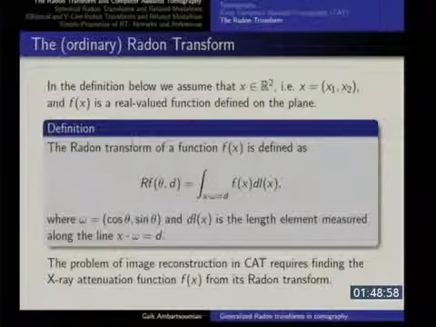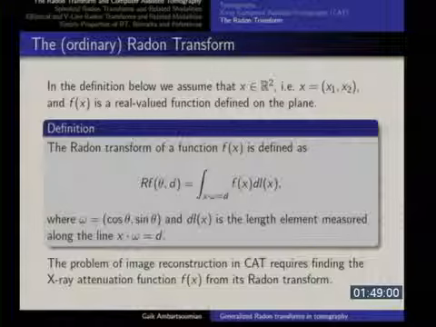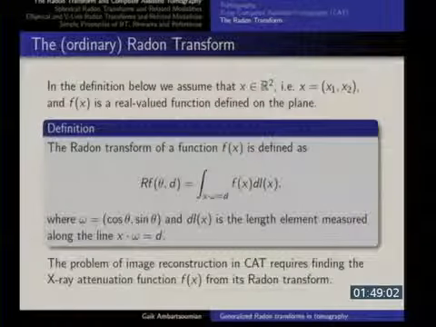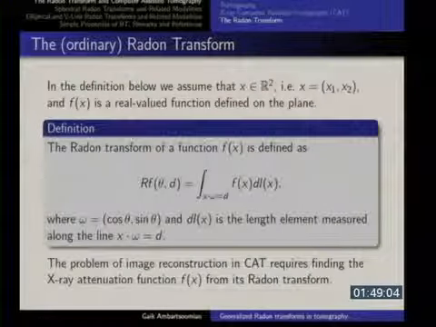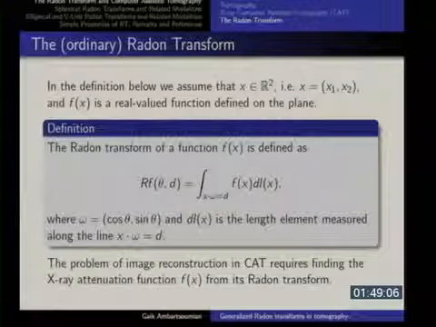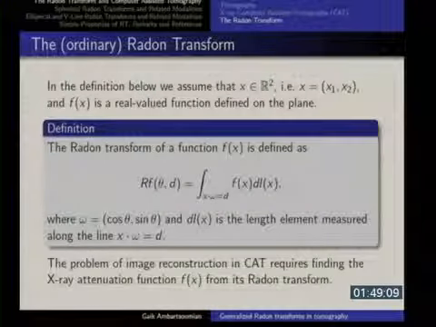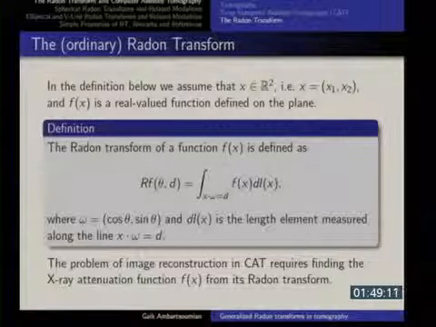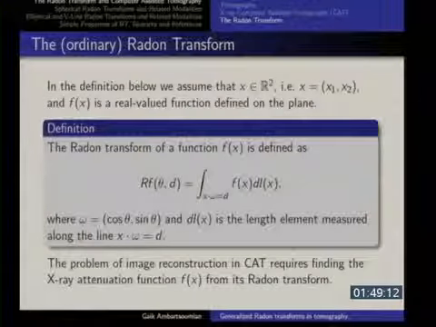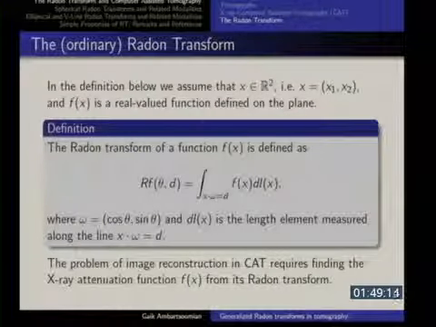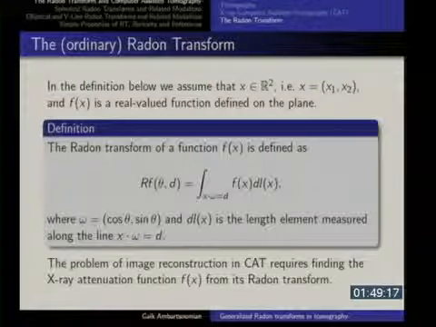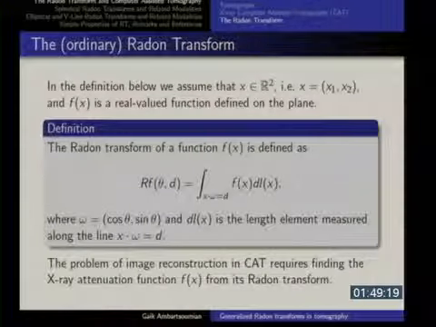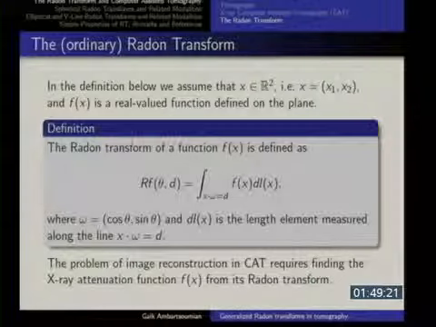So that motivates the first definition, the ordinary. I put ordinary in parentheses. People don't usually call it like that. I call it ordinary because I'll be talking about three other ones just to distinguish. The ordinary Radon transform is a transform that eats a function of two variables and spits out its integrals along straight lines. So the Radon transform has two parameters.